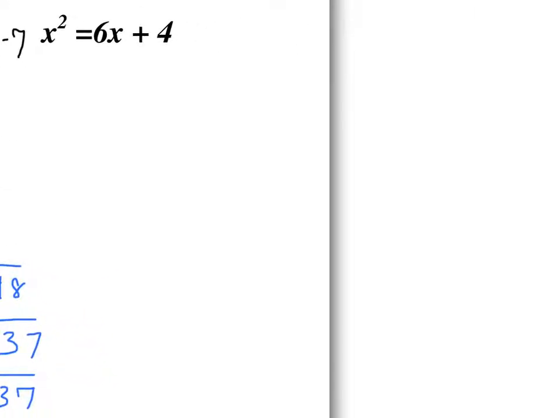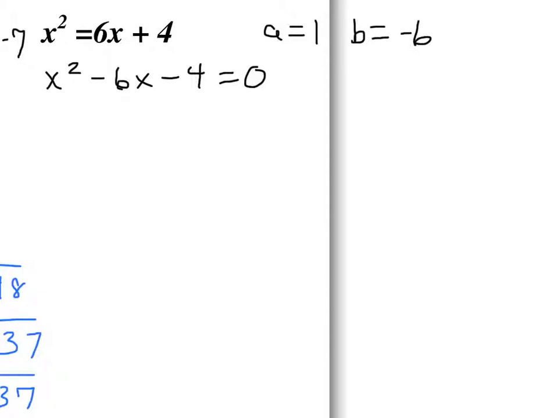Last problem is not in standard form. We need to rewrite it in standard form. Standard form is ax squared plus bx plus c equals 0. We need equals 0. Let's subtract 6x, subtract 4 from both sides. Let's identify a, b, and c. A is 1, b is -6, c is -4. We must put it in standard form before we identify a, b, and c.